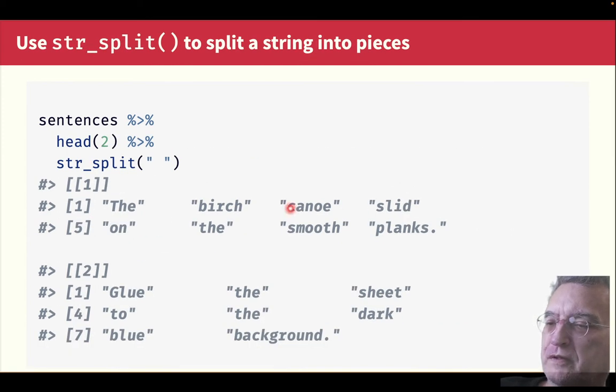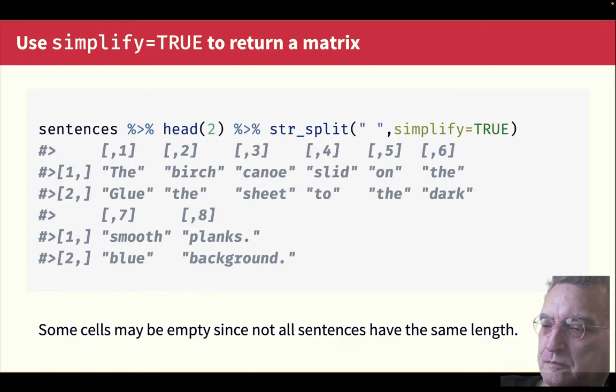We can split a string. This is actually pretty common too, splitting a string into pieces. So we often want to do things like counting the occurrences of words in sentences. So we want to split the sentence into its words and then count up the number of times, for example, that the word the appeared. So that's a very typical linguistics task. And if we simplify this, we get a matrix. And some of the cells are empty because not all cells are the same length. So the matrix is going to have as many columns as there are words in the longest sentence.